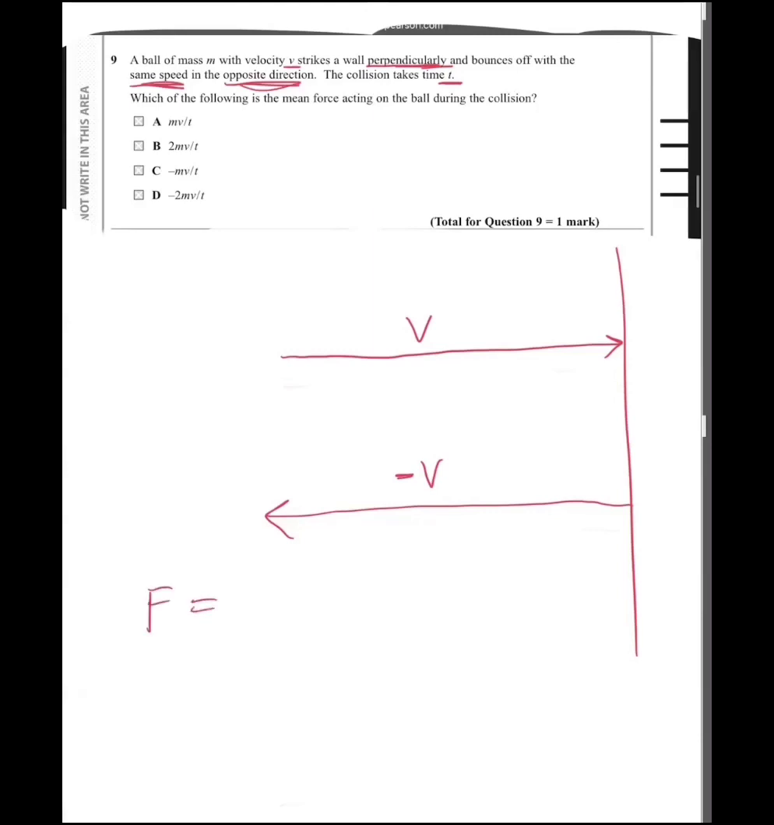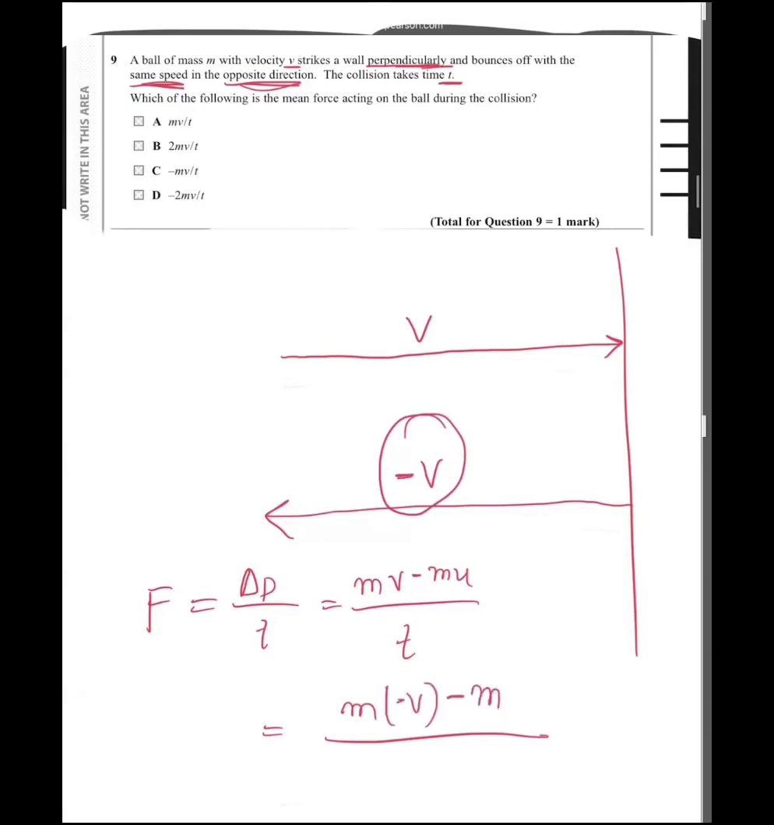We also know that force equals change in momentum by time. Change in momentum by time is mass times final velocity minus mass times initial velocity, divided by time. Mass times final velocity is m times minus v, minus mass times initial velocity, which is v, divided by time. So minus mv minus mv by t, so it would be minus 2mv by t. So the answer to this question is D.